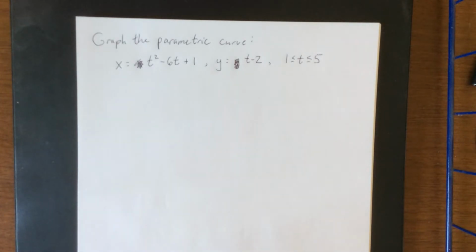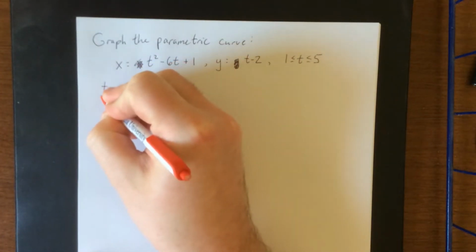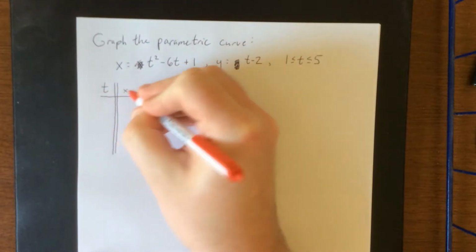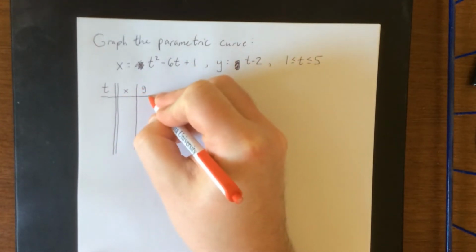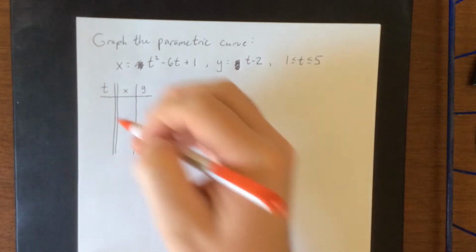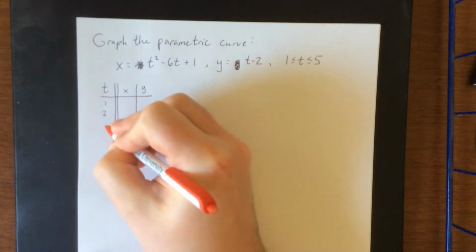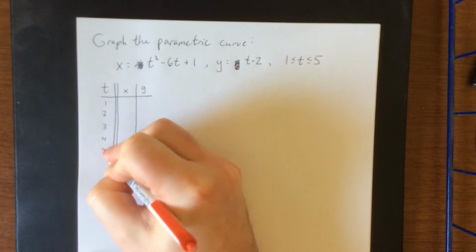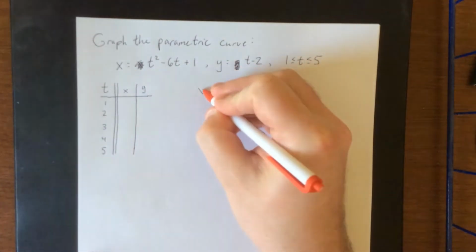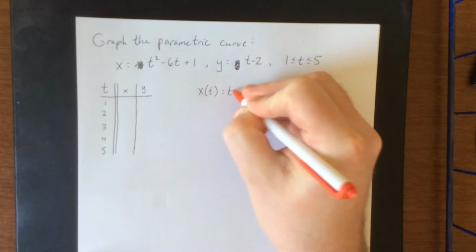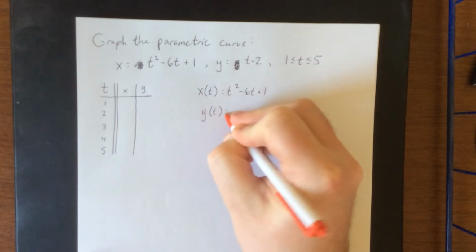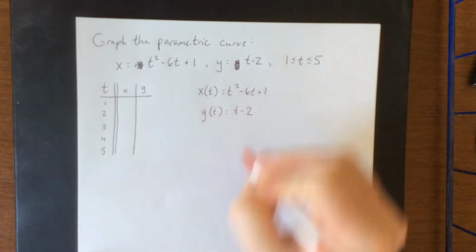So what we're going to do is essentially akin to graphing by plotting points. Now, normally for graphing by plotting points, we create a spot for x and we create a spot for y. Here we're going to create a spot for t, as well as x and y in a table. Because t varies from 1 to 5, we're going to use some integer values in between 1 and 5, and then start plugging these into the two given functions. So we'll interpret this as x of t is equal to t squared minus 6t plus 1, and y of t is equal to t minus 2.